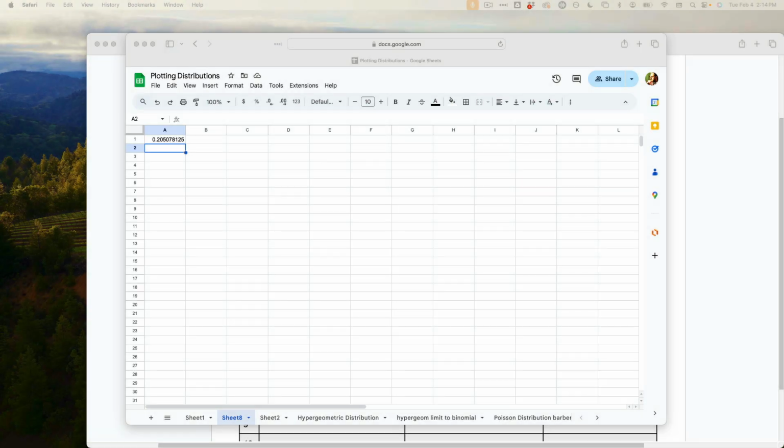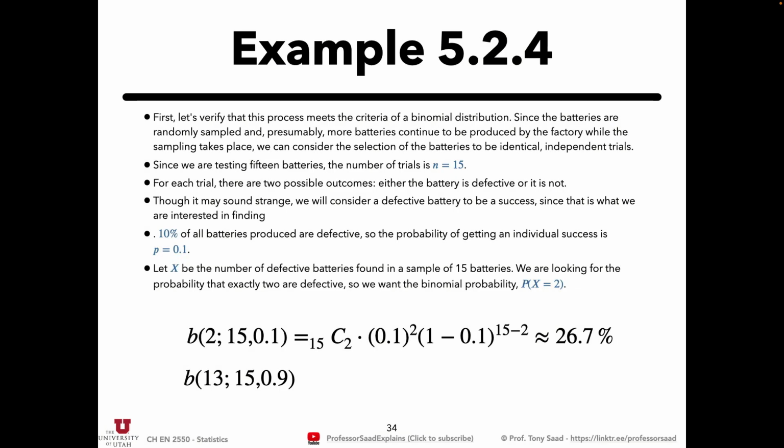So let me show you what this should be. This will be identical to B(13, 15, 0.9). So this would be identical to this, right? Because here our measure of success is 13 non-defective batteries, and the probability of a battery being not defective is 90%. Okay? So this would give you exactly the same result.